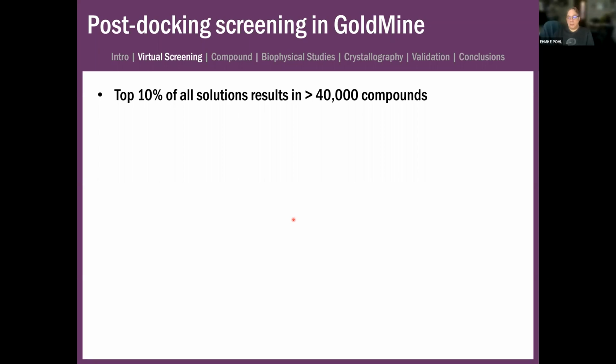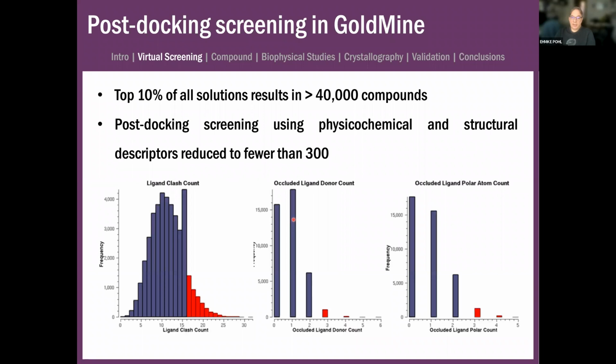So this leaves us with about 40,000 compounds, and we still need to bring this down to a manageable number. So what we can do then is take all of those compounds and use both the physical, chemical, but also the structural descriptors to reduce the compound set. So basically, we can look at the docking pose now and only take the best of the docking poses. Now, there's a number of these structural descriptors, and I'm not going to go through all of them, but I'm just showing you an example. So this is, for example, a value for how well the ligand fits into the pocket. So it's the ligand clash count.